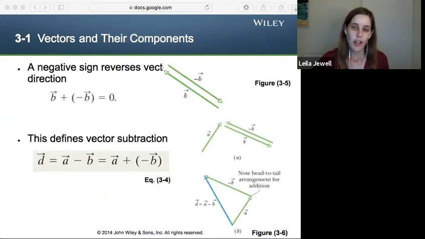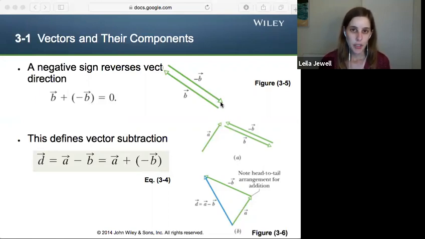Now, how do we reverse our vectors or deal with subtraction or negativity? There's lots that can pull us down in this world. Well, it turns out a negative sign will reverse the vector's direction. So if we start out with our vector B pointing up and to the left, negative B is going to point the exact opposite direction, down and to the right. In that way, vector B plus vector minus B is equal to 0, which we can see here. We start at the start of B, we go out, then we come back, right back to where we started, 0 displacement.